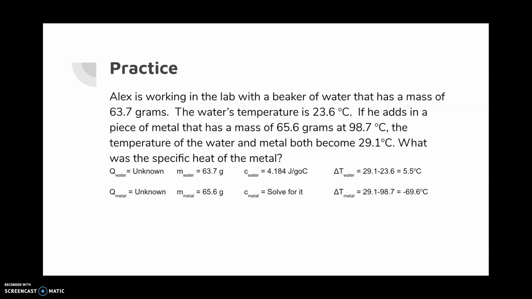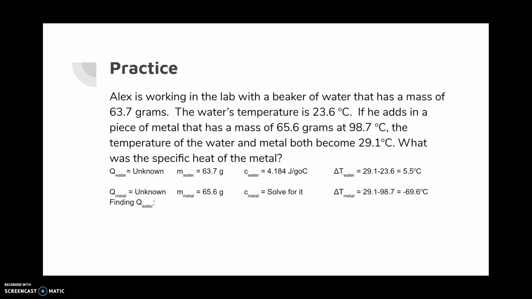All right, so once you've done this, the next thing that I want you to do is look at each object and try and figure out which one you know more variables for. So if we just look at the water, we don't know the Q, but we know the M of water, we know C of water, and we know change of T of water. If we look at the metal, we don't know Q, and we don't know C. So my first step is going to be to focus on solving for the Q of the water.